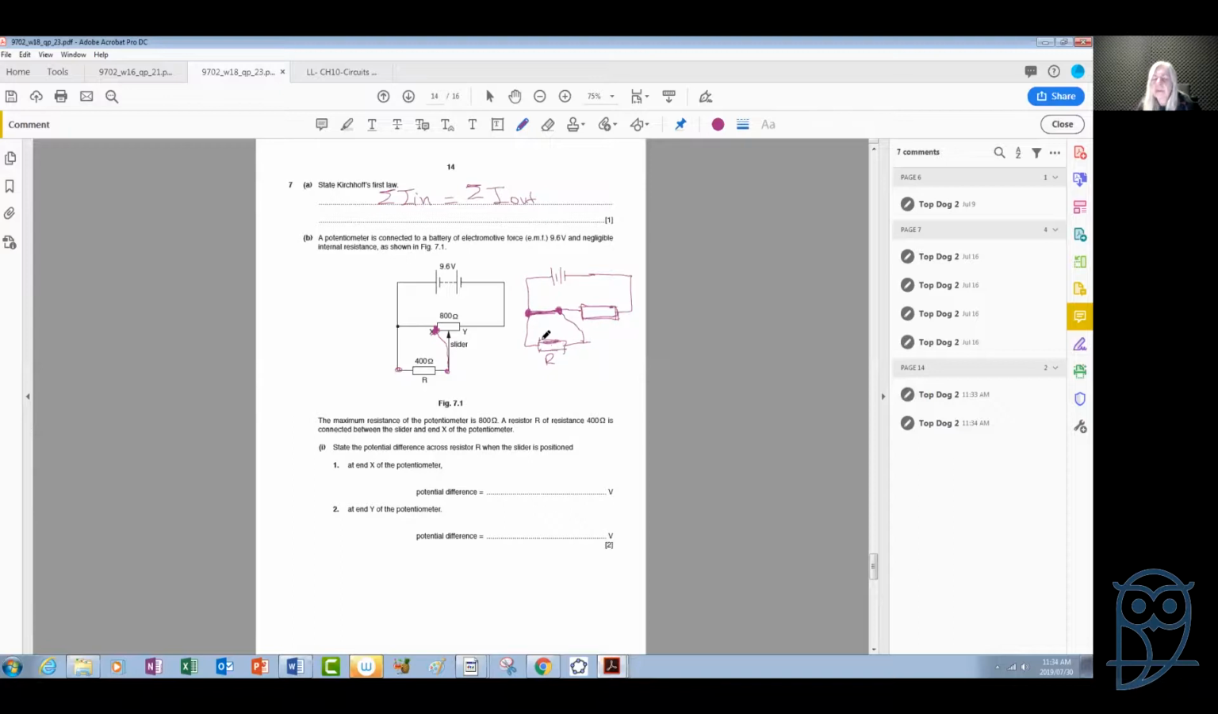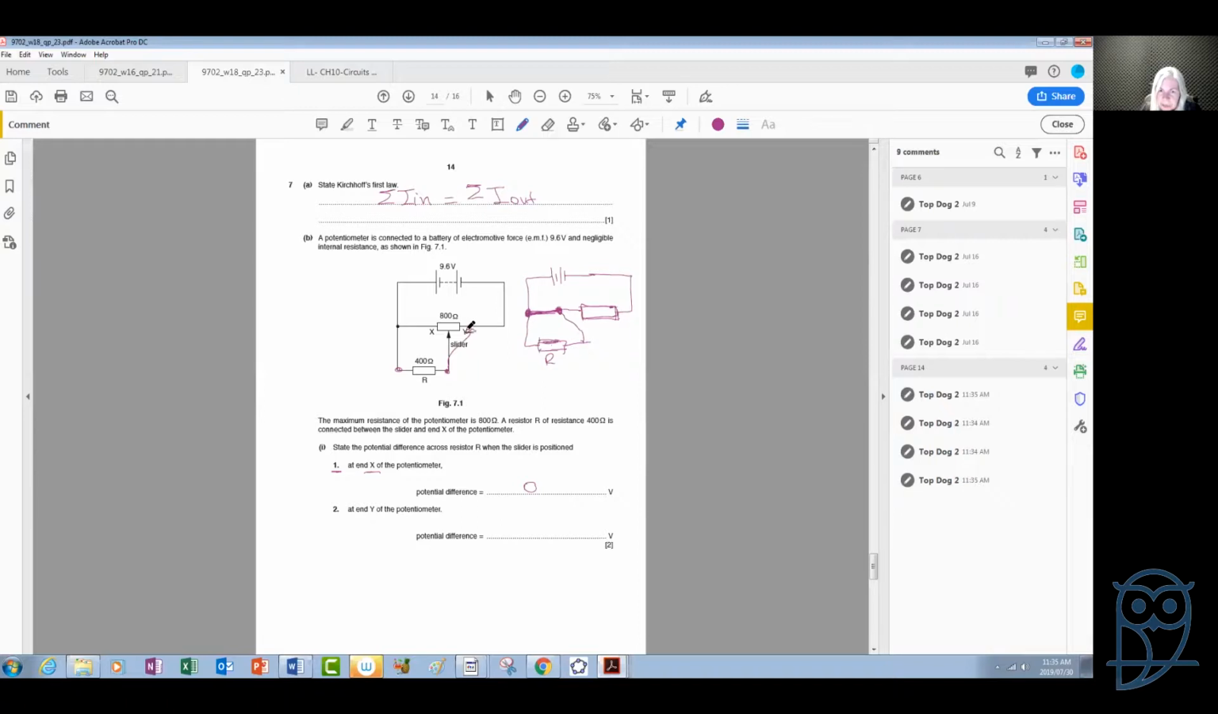This is short-circuited. So what is the potential difference across a short-circuited resistor? It's 0, isn't it? So the answer to our first question, find the potential difference across resistor R when the slider is positioned at X, is 0. Next, if the slider is now at position Y, we take the slider from X, remove it from X, and place it at the other end. So the slider is now there.